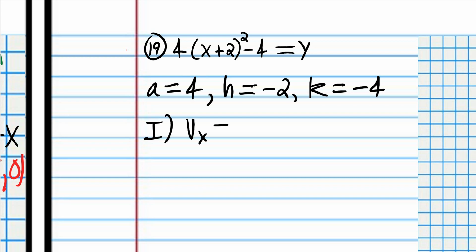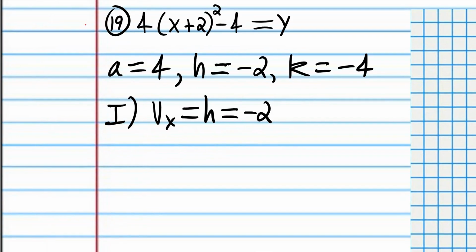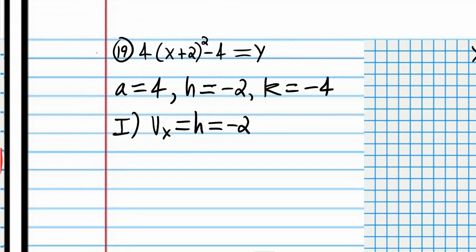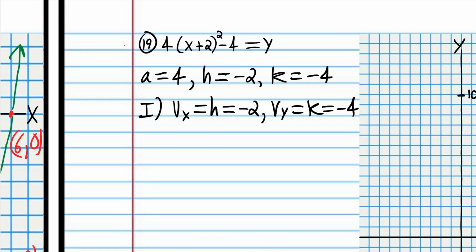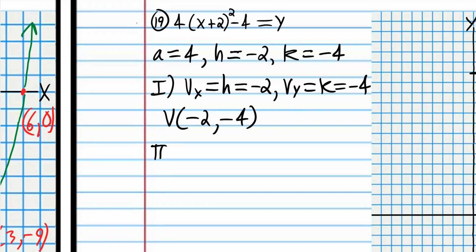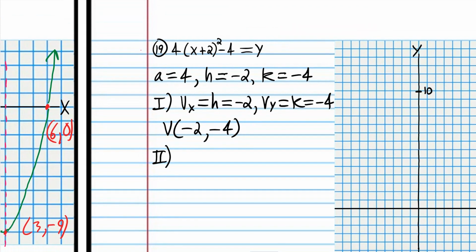Now the x value of the vertex is h, which is negative 2. Now you might think, well, why don't we just call it vx? Why do we have to call it h? We're changing this up. It's making it more complicated. Well, it's just traditionally called h in vertex form. That's just the way mathematicians have decided to do it. So the y value of the vertex is k, which is negative 4. So the vertex is negative 2, negative 4. That's the easiest part, finding the vertex, because it's in vertex form.